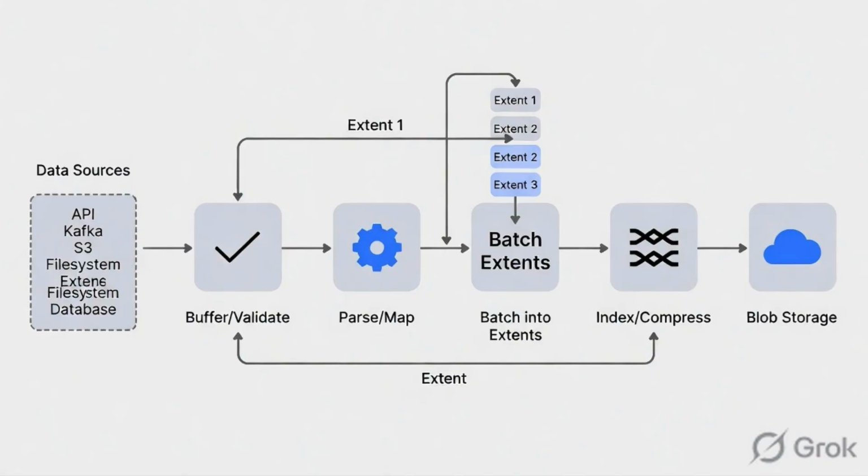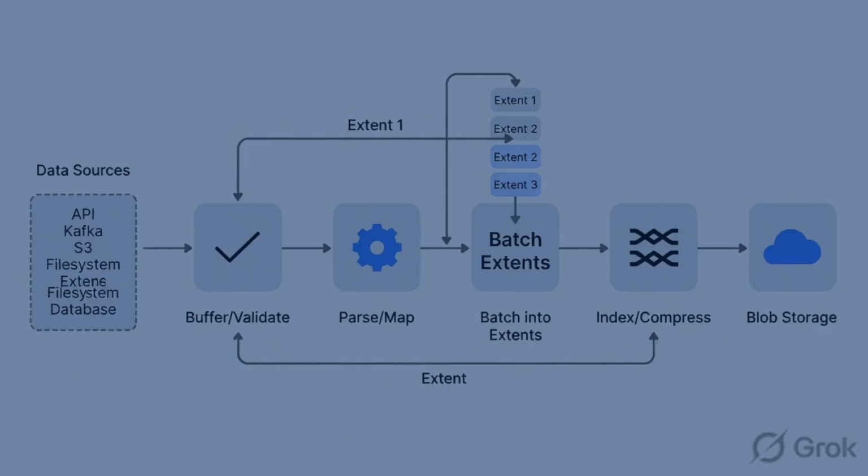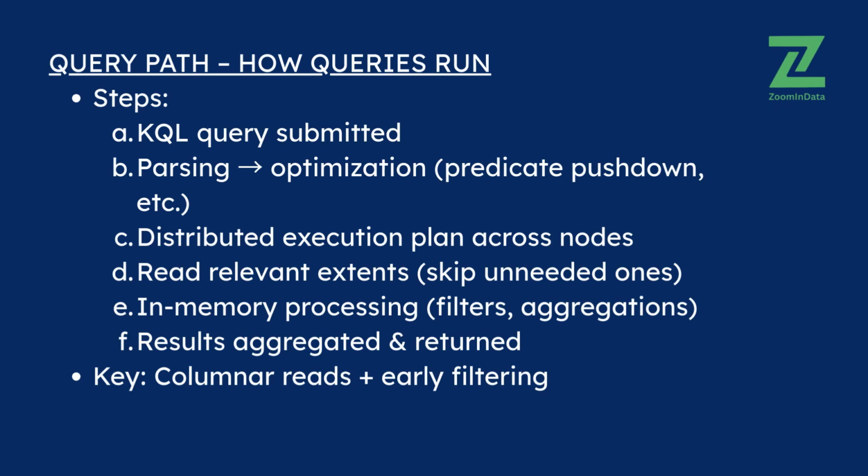Look at those little sealed boxes. Once created, they never change. Finally, each extent is indexed and compressed for speed, then stored in blob storage on the right. The whole path is append only and super fast. No locking, no waiting. So fresh data hits storage quickly while queries keep running smoothly. That's the ingestion magic.